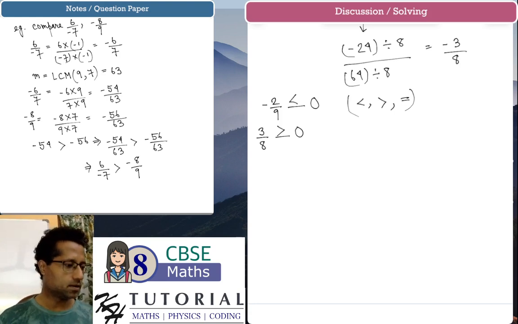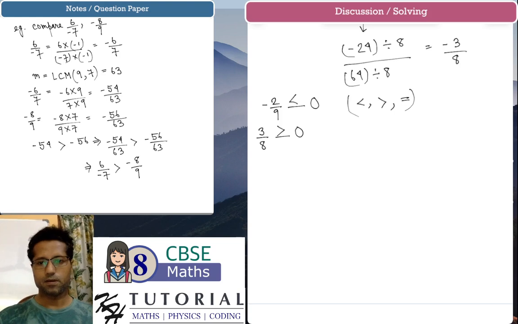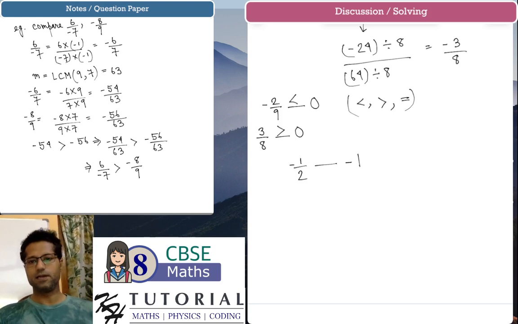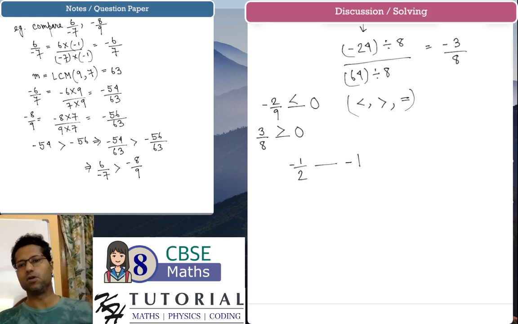Now let's take another example. Let's say -1 by 2, fill in the blanks, -1. What will be here? Less than, greater than, or equal to? Definitely equal to will not be there, because -1 by 2 is definitely not equal to -1. Or is it less than or greater than?